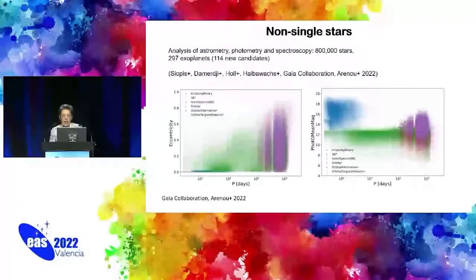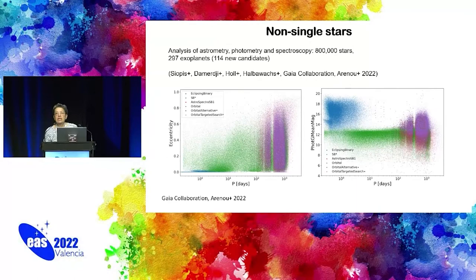Another box that we opened with DR3 is the case of the multiple stars. We know that many of the stars are multiple, perhaps 50% or more. And in our case, we have been studying these non-single stars from the point of view of the three instruments, so the astrometry, the photometry, and the spectroscopy. And we have published about 800,000 binaries with orbits and so on, with different detections and different methodologies. Among them, of course, there are exoplanets. Some of them are new, more than 100 are new candidates for exoplanets.